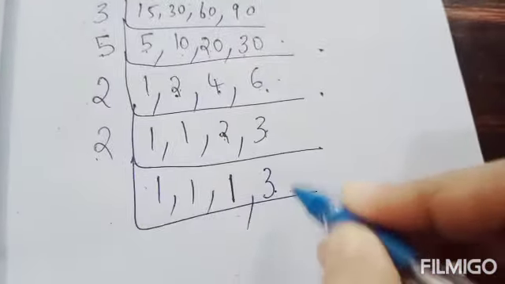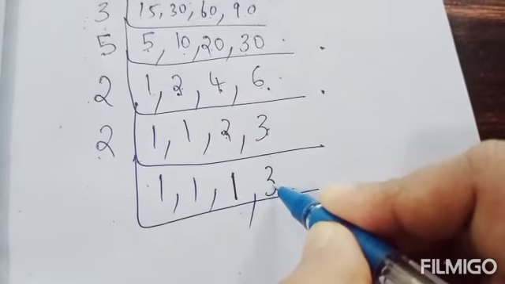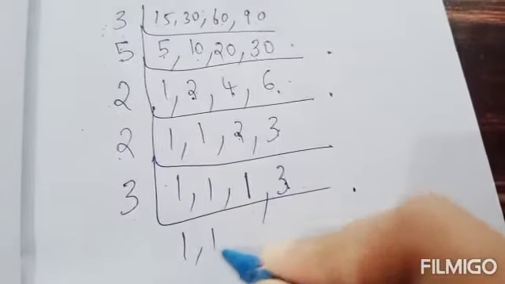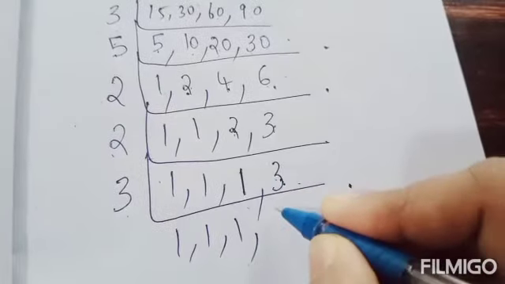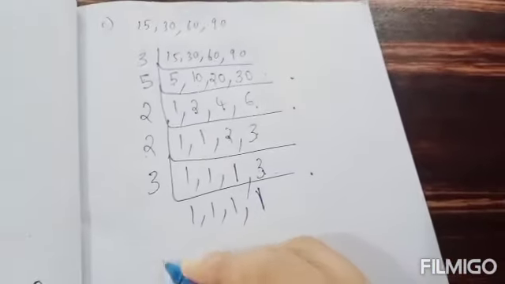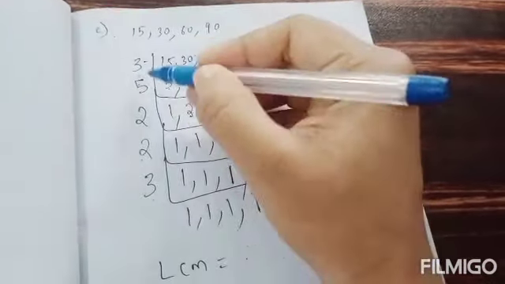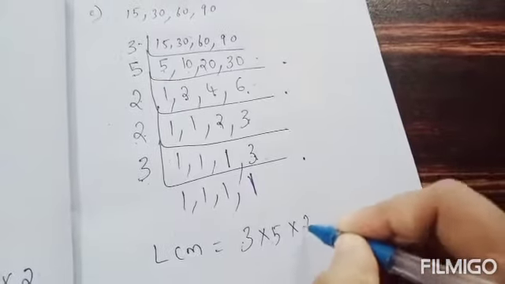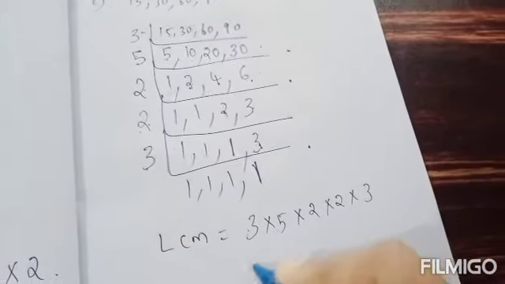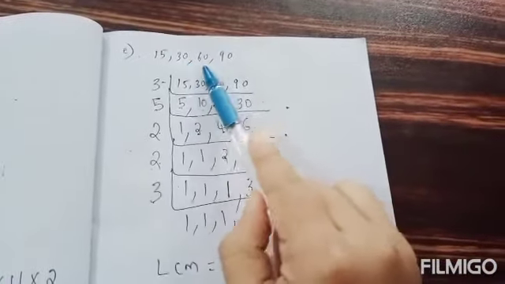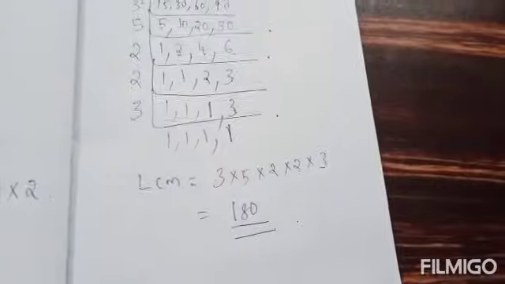Now only here you are not getting 1. So 3, if you want to make this 3 into 1, divide by 3. So 1, 1, 1, 3 divided by 3, you got 1. Now all the numbers are 1, so you can stop. So what will be the LCM? 3 into 5 into 2 into 2 into 3, which is 180. So the LCM of 15, 30, 60 and 90 is 180.